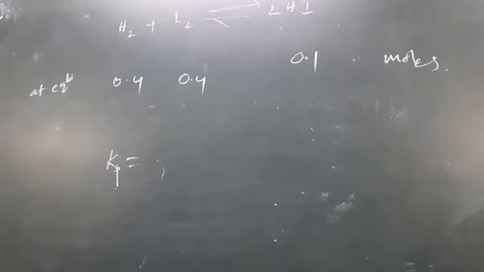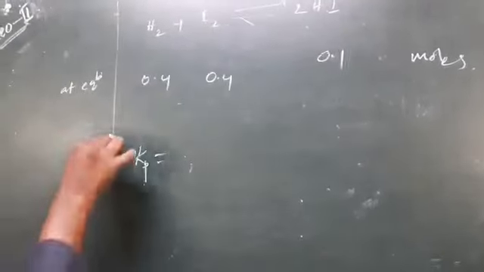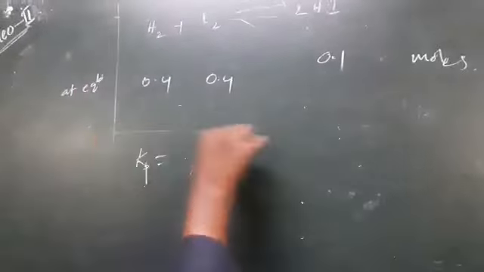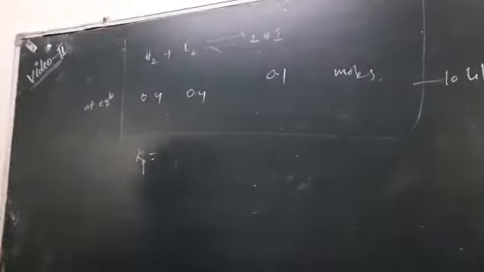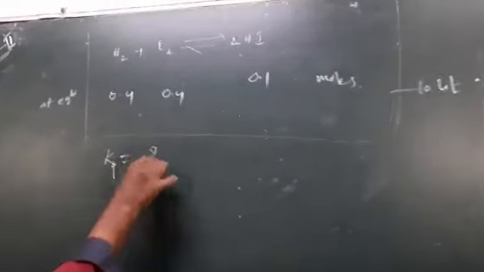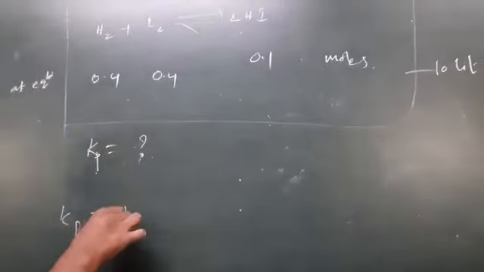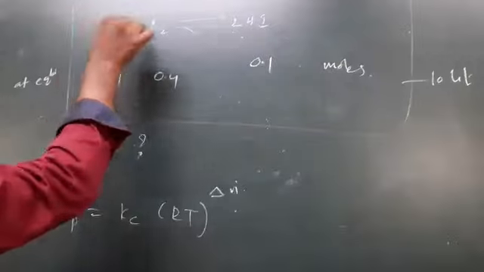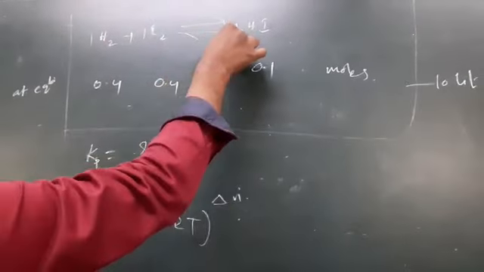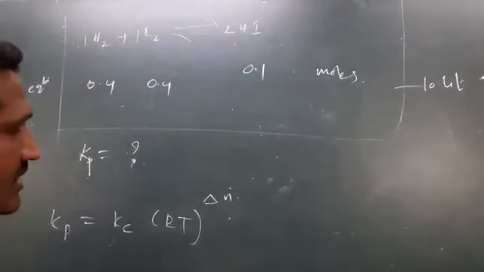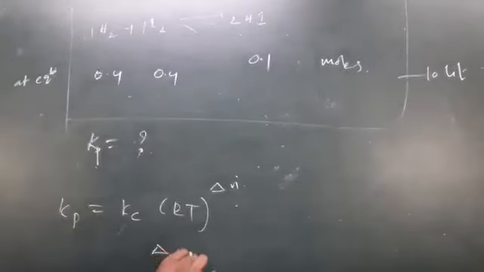If you see, this is present in a 10-liter vessel. So they want Kp. You know that Kp equals Kc into RT power delta n. For this reaction, delta n equals 0, because the number of products is 2 moles and the number of reactants is also 2 moles. 2 minus 2 is 0.